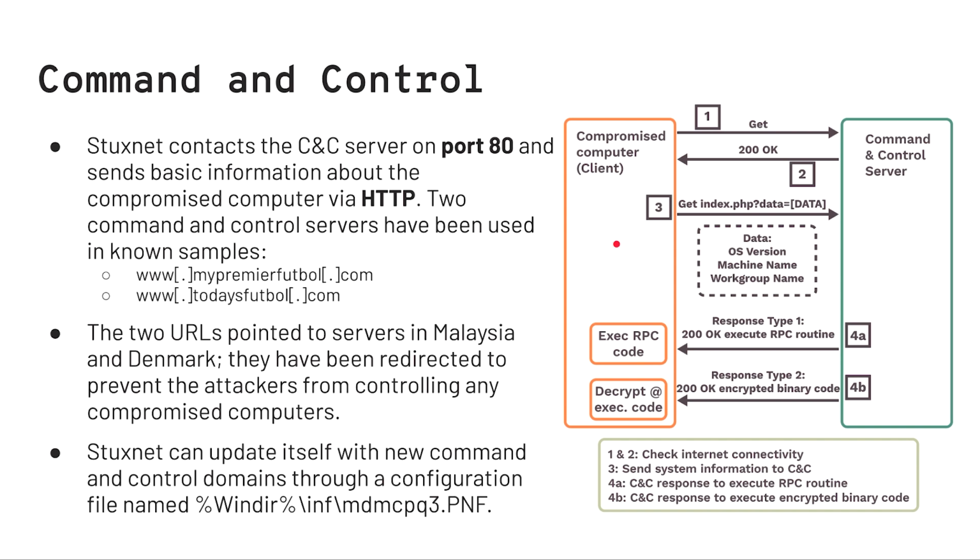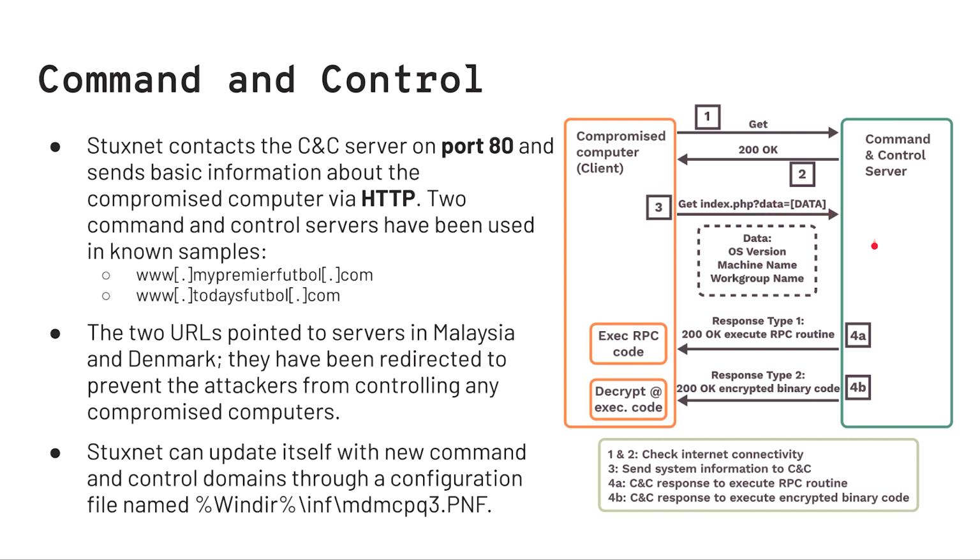So looking at the right side on how the command and control works, from the compromised computer that Stuxnet has executed, it will do a simple network check. Do you have network access or not? Because some computers are not connected to the internet. And then if the network access is okay, it will send the payload, it will send information about the computer through the data component of the URL. And we'll see that in the next slide too.